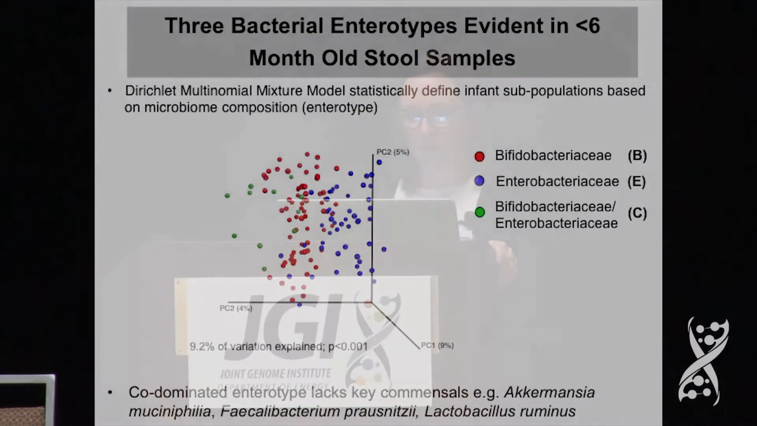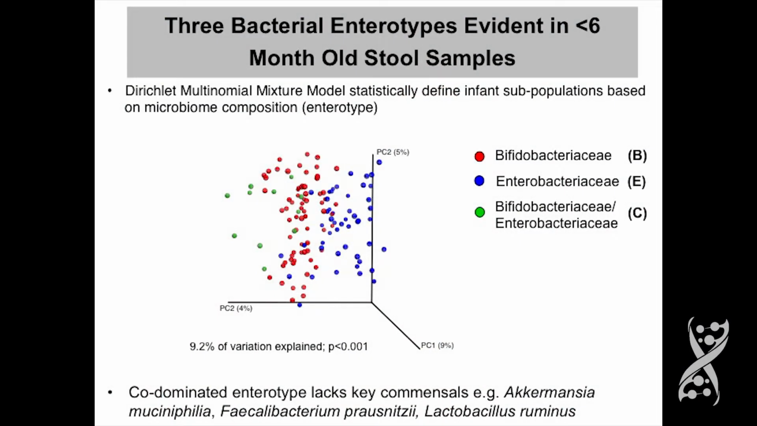But remember, many of the risk factors that have been identified as associated with childhood allergic asthma development are centered around the very earliest stage of life. So we parsed our data into children who were younger than 6 months of age and used a Dirichlet multinomial mixture model to statistically define infant subpopulations based on microbiome composition, microbiotype or enterotype or whatever you would like to call it. And what we found is that the model was best satisfied by 3 distinct types of microbiome in the gut of these children. One was dominated by Bifidobacteriaceae, one by Enterobacteriaceae, and the third was co-dominated by both of these families.